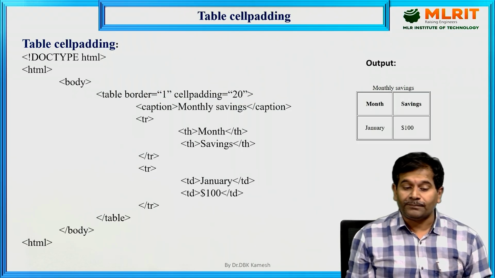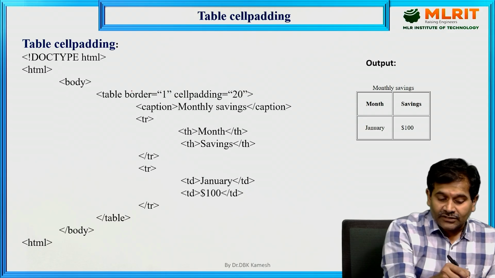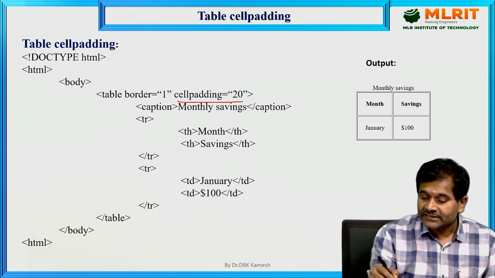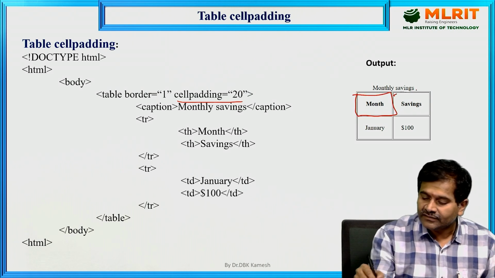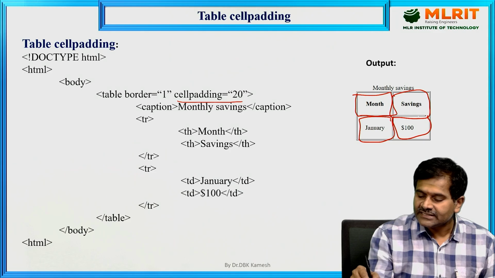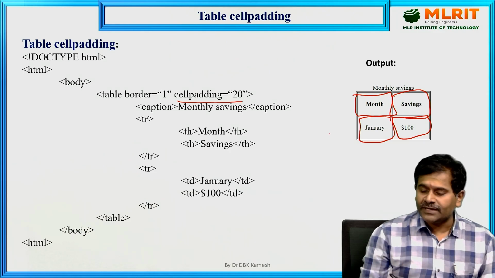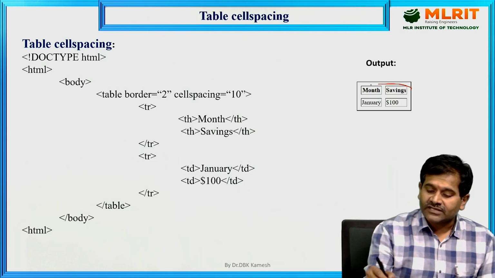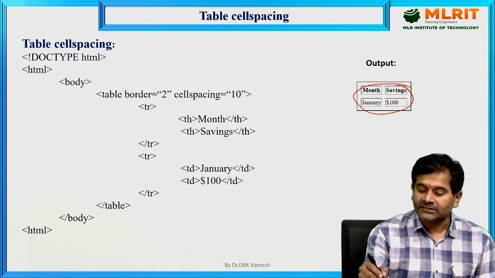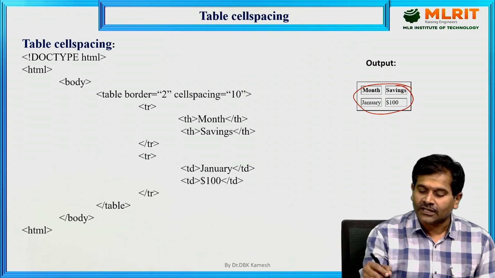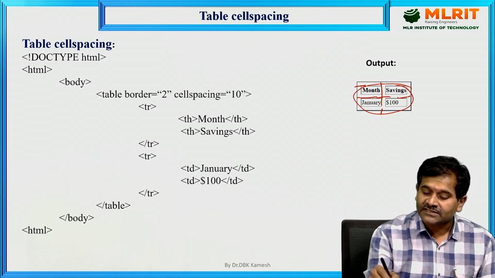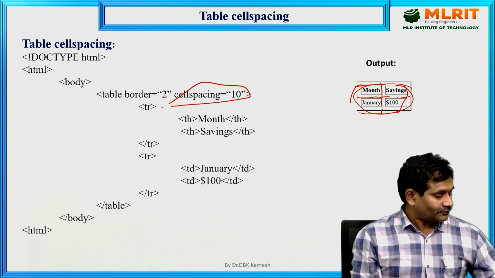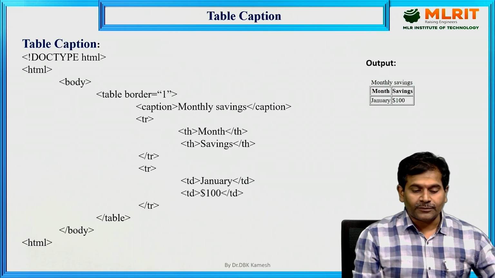Then cell padding. See here, same as the previous one, BG color is given, then border is given. Now cell padding. See this one, it looks like this, that width, right? This is called cell padding. Same example, right? Then the next one is cell spacing. See, the spacing is in between the months, not like rows and columns, but we have given space in this space, etc. Right, this is called cell spacing. Then different outputs will come based on this.